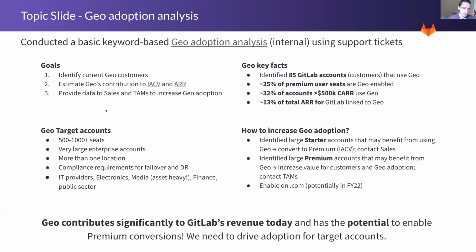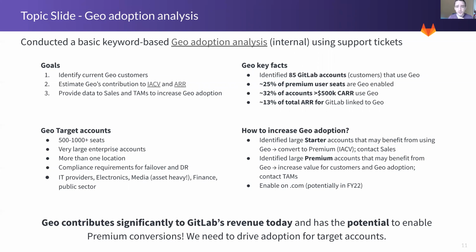And so you can see in this case what that looks like. Generally 500 to 1,000 seats or above, large enterprise, right? Compliance requirements also is a key driver for Geo, right? If they have to manage business continuity or disaster recovery, or they have more than one location, those can be areas where Geo can really help.